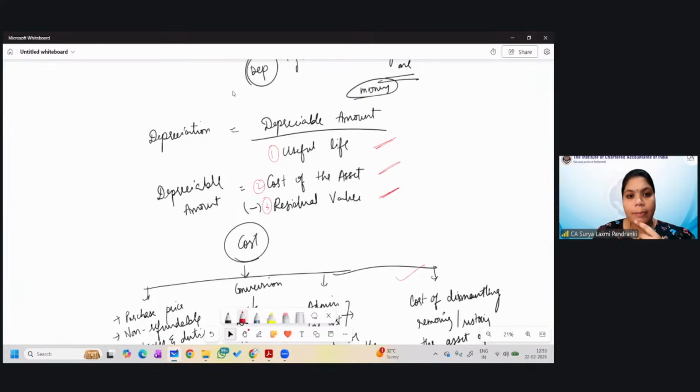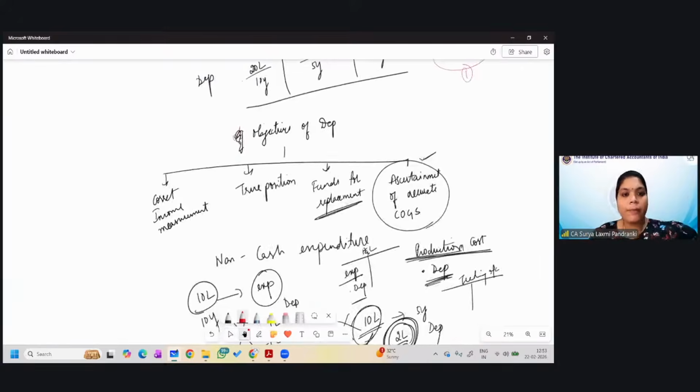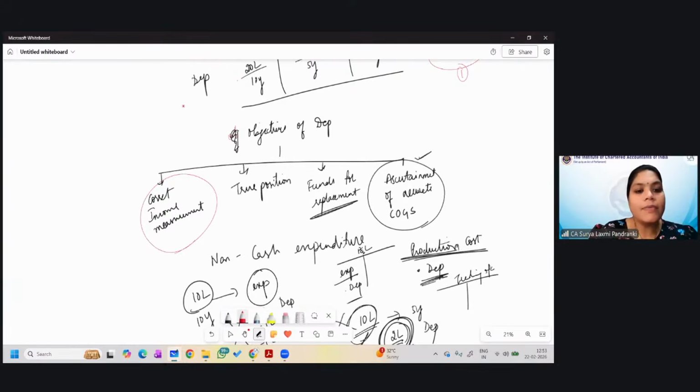Many are confused with this point. A correct income statement and funds for replacement are different. Correct income statement means the matching concept. You are trying to do the matching concept here. But in funds for replacement, why are we providing depreciation? It is to have an idea that once this useful life is done, you will have to replace it with a new machine. So you have an idea that some funds have to be kept aside, or used later for buying a new one, for replacing it. So that is why you start providing depreciation.